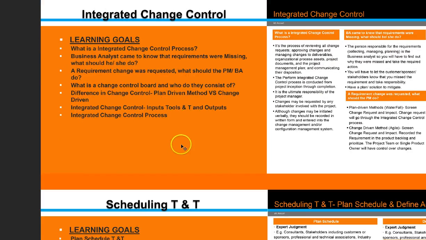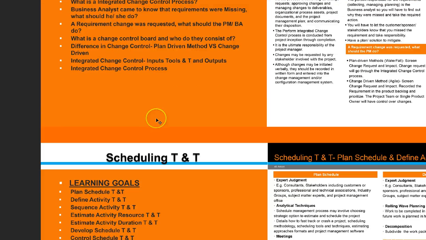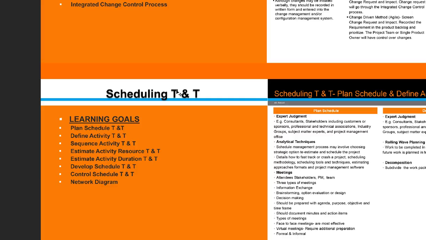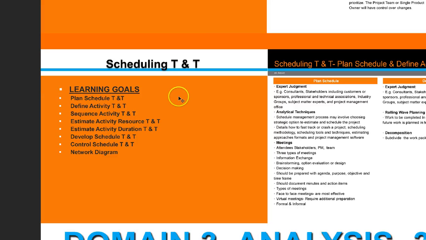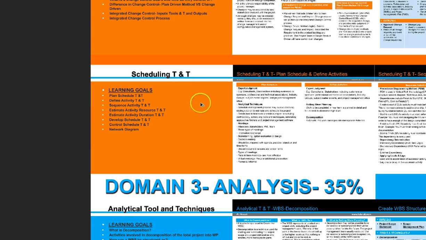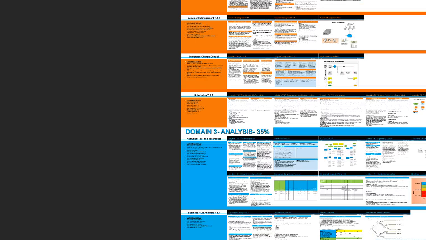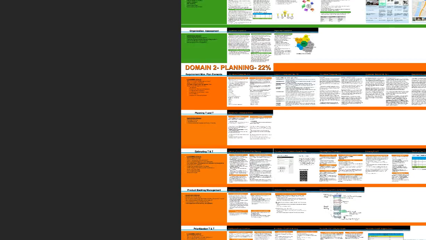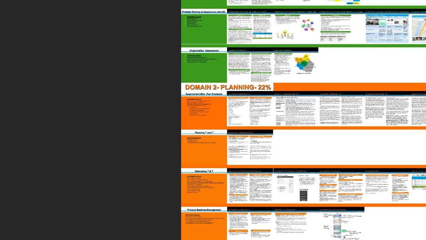So let's see the next process. The next technique we have, the next knowledge and skill in the planning process. As you can see, we have a lot of these techniques and knowledge and skills that we need to know for the planning process. And for your exam, it comprises a big percentage of your exam, which is 22%.